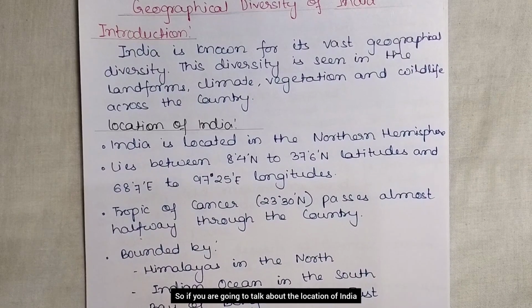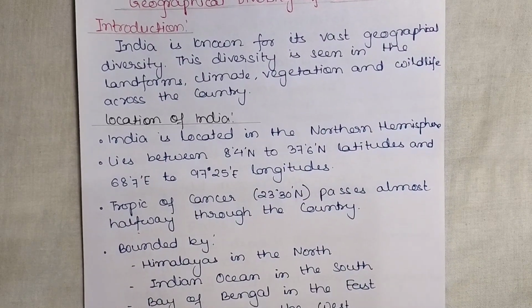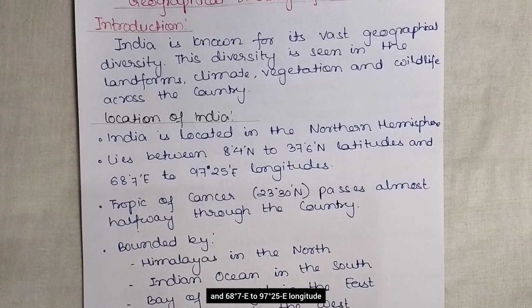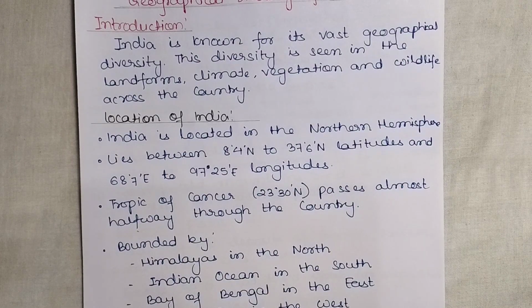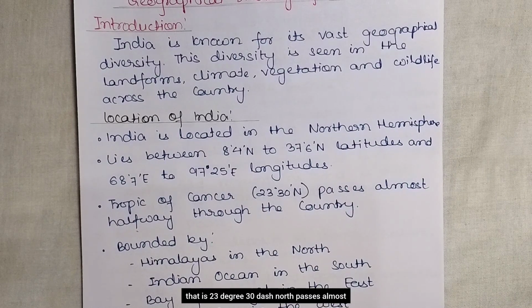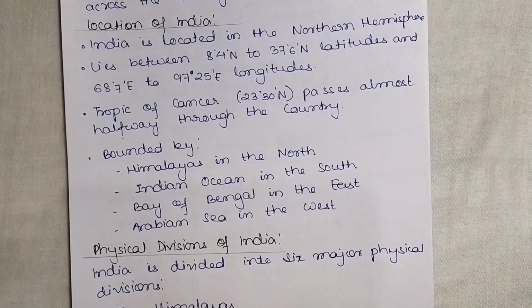So if you are going to talk about the location of India, then India is located in the northern hemisphere. It lies between 8° 4' north to 37° 6' north latitude and 68° 7' east to 97° 25' east longitude. So this is the latitude and longitude, the location of India. Tropic of Cancer, that is 23° 30' north, passes almost halfway through the country. Okay, and India is bounded by Himalayas in the north, Indian Ocean in the south, Bay of Bengal in the east and Arabian Sea in the west. So this is the location of India.